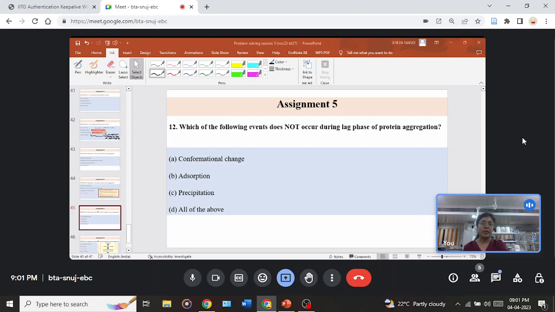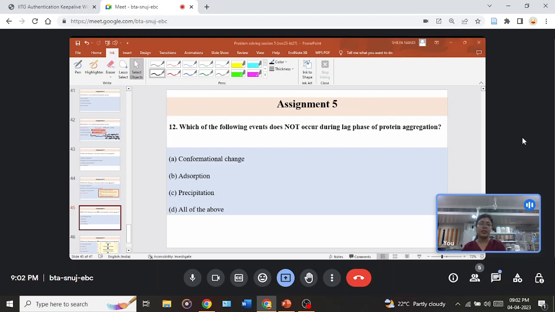So you have been given the options: A, conformational change; B, adsorption; C is precipitation; and D is all of the above. So you have to again think back what were the events, or what is the sequence of the events in case of protein aggregation, and what kind of events occur specifically during the lag phase.